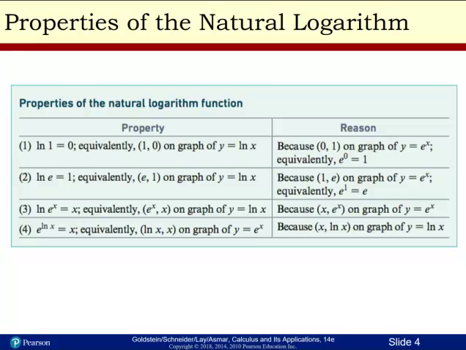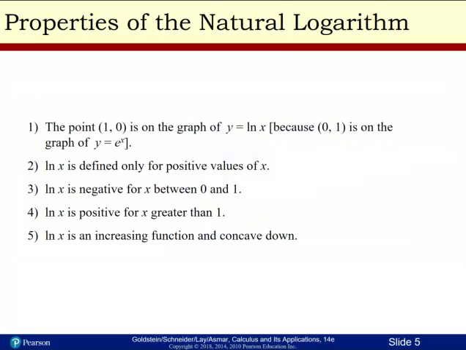Property 4, you'll use this one as well. e to the natural log of x is equal to x. It's a really happy one. When you see this one, you get really excited. Equivalently, the point (natural log of x, x) is on the graph of y equals e to the x, because (x, natural log of x) is on the graph of y equals natural log of x, and they're reflections of each other.